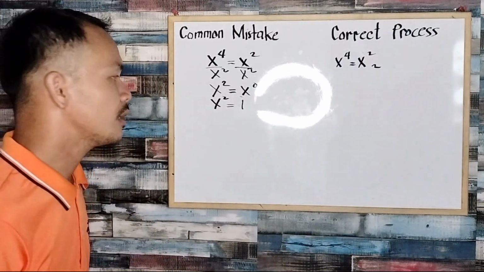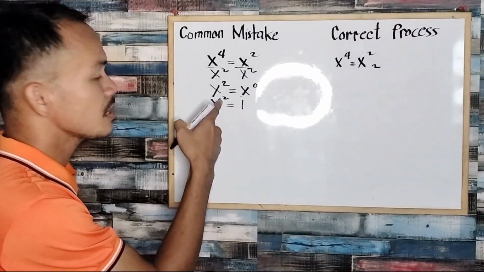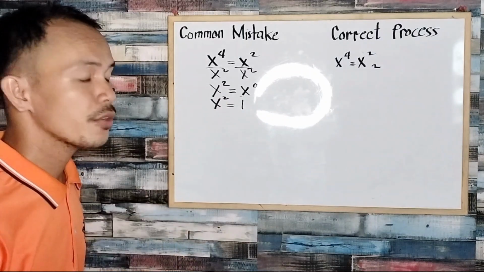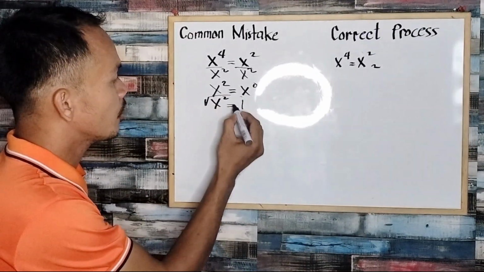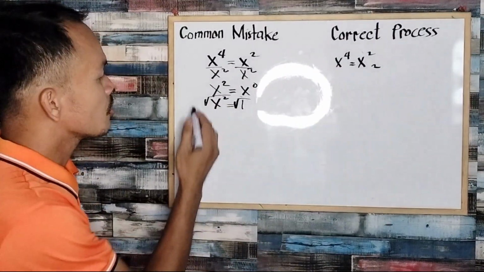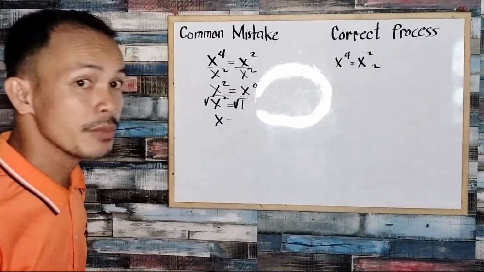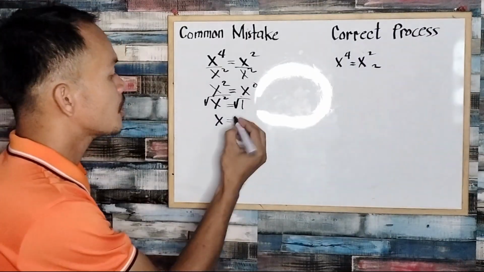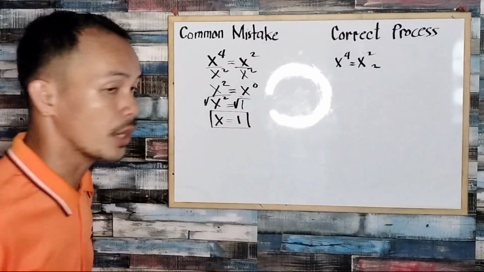And we are not yet done here, because our goal is to find the value of x, and this is x squared. And to get the value of x here, we are going to get the square root of both terms. So square root of x squared, that would be x, and square root of 1, remember 1 is a perfect square, so that is equal to 1. So x is equal to 1.